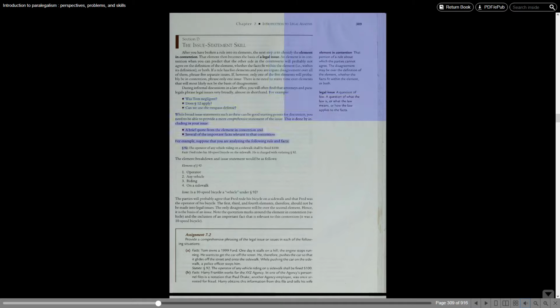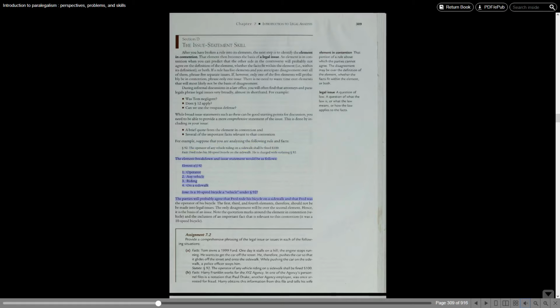This is done by including, in your issue, a brief quote from the element in contention, and several of the important facts relevant to that contention. For example, suppose that you are analyzing the following rule and facts. 92. The operator of any vehicle riding on a sidewalk shall be fined $100. Facts. Fred rides his 10-speed bicycle on the sidewalk. He is charged with violating 92. The element breakdown and issue statement would be as follows.